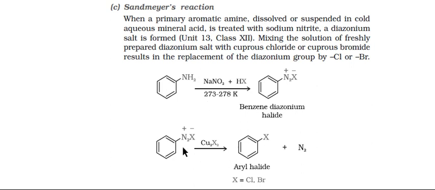In the case of the Gattermann reaction, the benzene diazonium chloride reacts with copper powder plus HBr or HCl. That means if in place of cuprous halide, we use copper powder plus HBr or HCl, then it is known as the Gattermann reaction. The first step of both reactions is the same, but in the second step, in the Sandmeyer reaction we use Cu2X2, cuprous halide. In the Gattermann reaction we use copper powder plus HX, hydrogen halide. This way we can have chlorobenzene and bromobenzene.